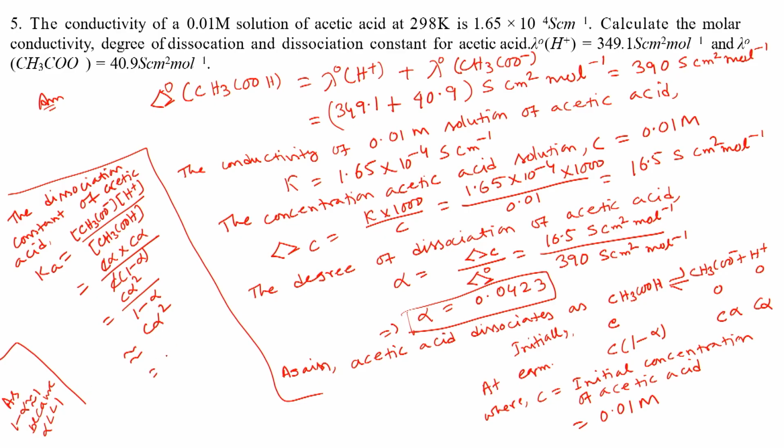So, the value of C we know, C is 0.01 times alpha is also known, 0.0423 raised to the 2. Right. So, if we calculate these two, if we further simplify, we get 1.8 times 10 to the minus 5. Approximately, the value of the dissociation constant of acetic acid Ka is 1.8 times 10 to the minus 5.